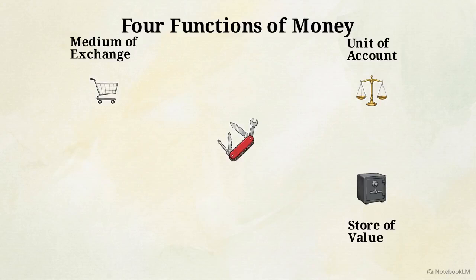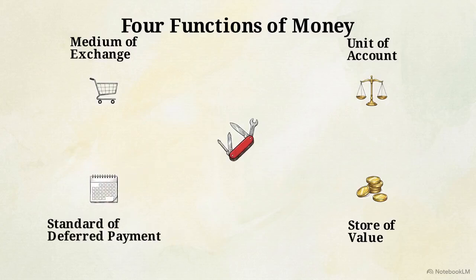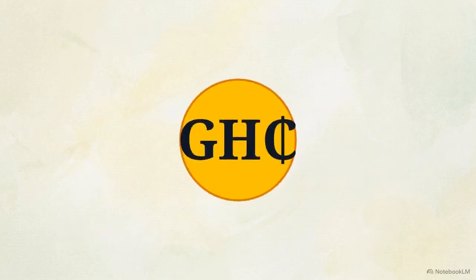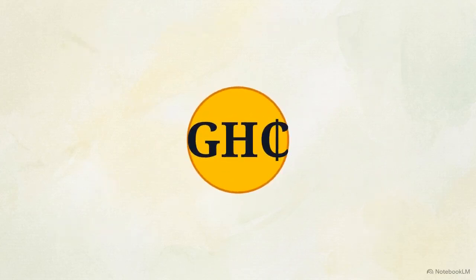You can save your earnings in a bank, knowing that the purchasing power will remain for future use, rather than spoiling like physical goods. Finally, it is a standard of deferred payment. This allows people to agree on debts and loans that will be repaid in the same currency over many months or years. Together, these four functions allow money to stabilize immediate trade, future wealth, and long-term credit.